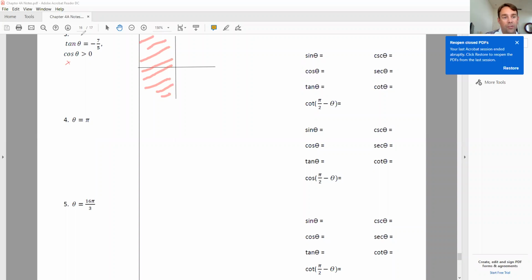And then tangent is the same thing as y over x. So I have 7 is in the y spot, and 5 is in the x spot. But notice my x has to be greater than 0. So since x has to be greater than 0, the y value would be the negative. So -7/5. That would be down here.